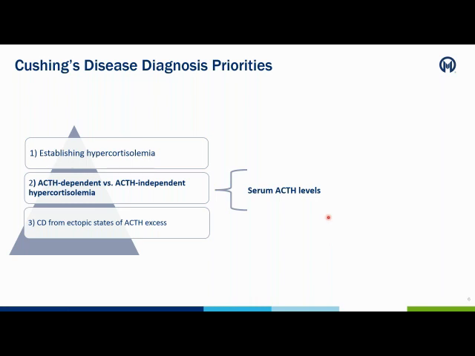When it's ACTH-independent hypercortisolemia, often patients have a tumor in the adrenal glands that are independently producing cortisol. And then what's going to happen is the ACTH levels are going to come down because of the negative feedback from the adrenals to the pituitary gland. So this is the straightforward part to differentiate patients with Cushing's syndrome, whether they are ACTH-dependent versus ACTH-independent. And it's all based on the ACTH levels.